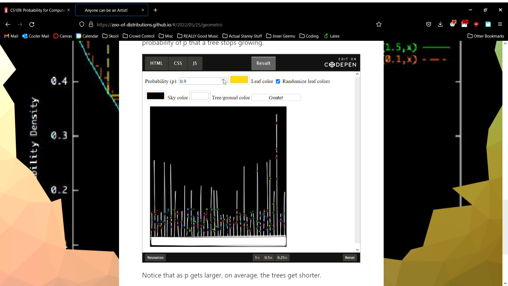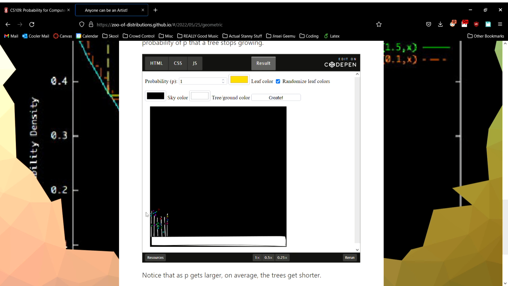And when we have a probability of exactly 1, I would expect all the trees to be very short. This is because they grew 1 unit and they stopped growing with 100% chance.